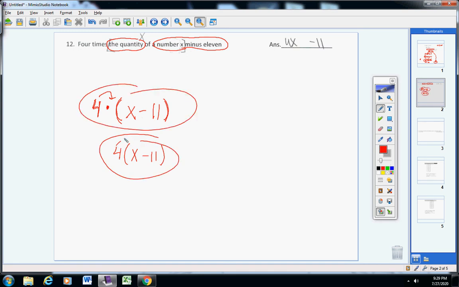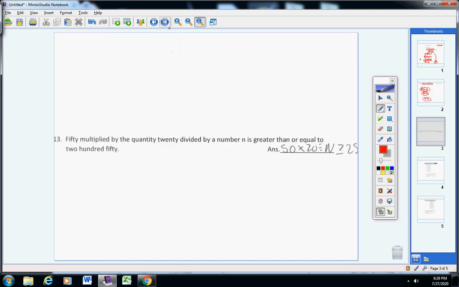If you want to take that 4 and multiply it through, 4 times x is 4x. 4 times negative 11 is negative 44. This is fine, okay? But this is not. All right, okay. Number 13.